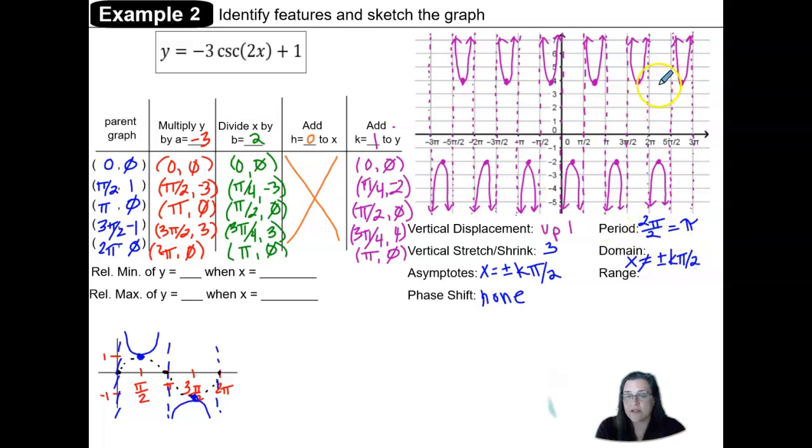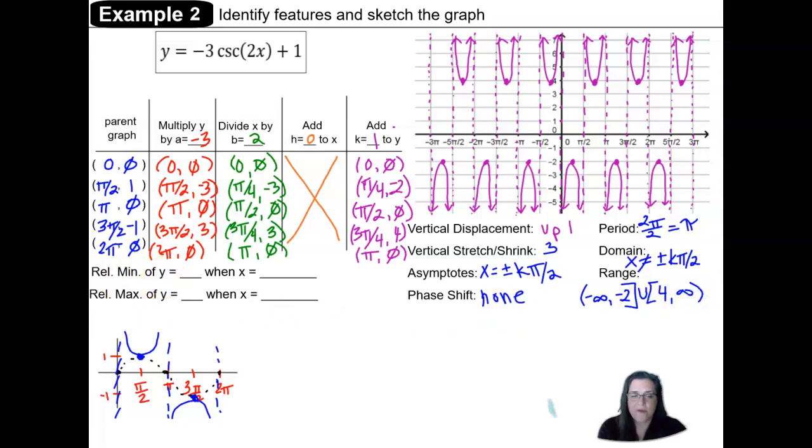The range is bottom to top, so starting at negative infinity, we rise until we reach this relative maximum of negative 2, and that's inclusive, so we use a bracket. Then we need a union, and we're going to pick back up again at the relative minimum of 4, and then off to positive infinity.